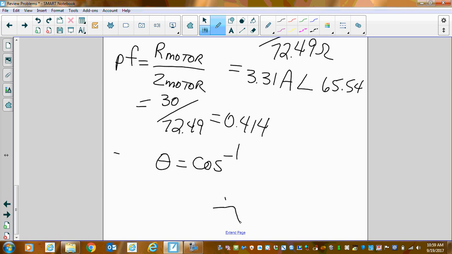Now, my question is positive or negative? Negative. Why negative? Good. Current lags voltage. That negative tells us that current lags voltage by 65.54 degrees. Correct. And so now when we go to the Cartesian plane here in a little bit, we'll know exactly where these particular currents need to be plotted.